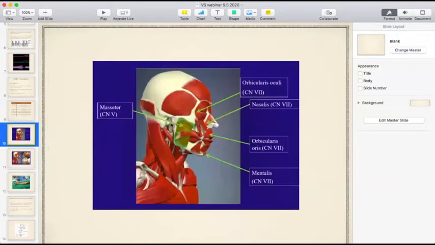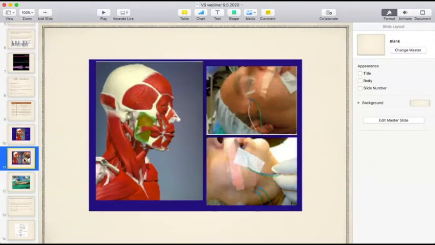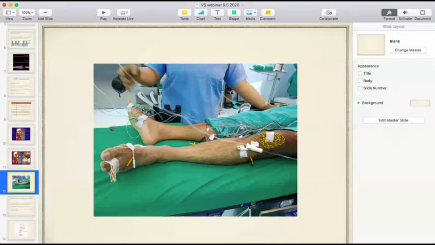This is, again, a diagrammatic representation of the various muscles of the face that we can monitor with needle electrodes during surgery. That translates into actual insertion of percutaneous electrodes within these muscles during surgery, so that we can record the EMG responses.